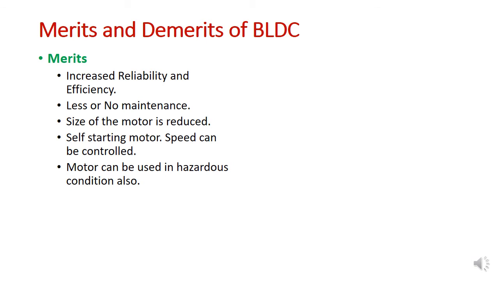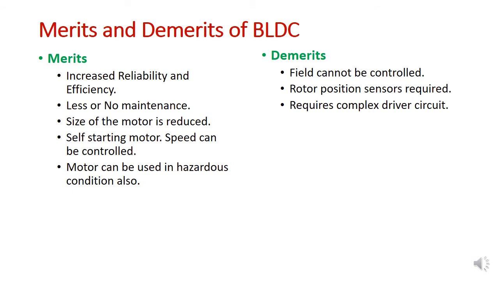Then let us look into the disadvantages. There is no field winding, so we cannot control the magnetic field of the motor, and it requires some additional sensors, rotor position sensors, to exactly sense the rotor position. It also requires a complex converter circuit, a driver circuit, for operating this motor properly. So these are the disadvantages.